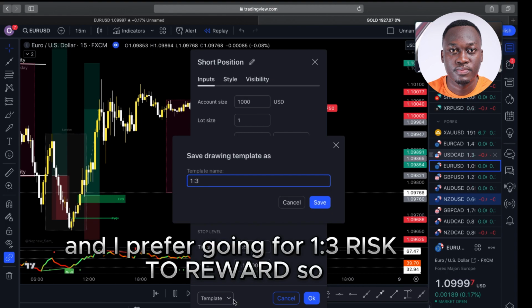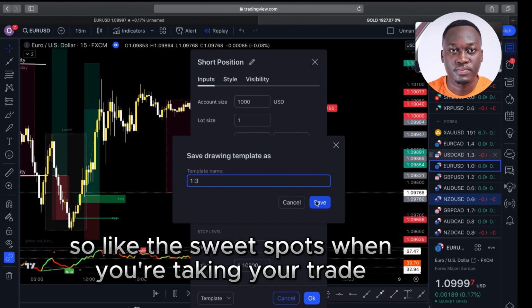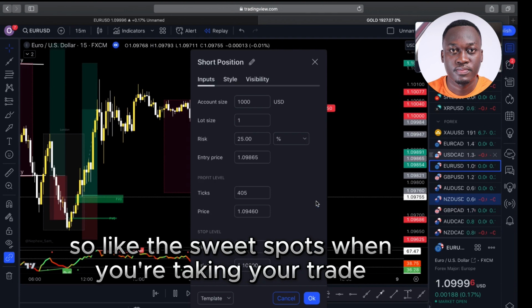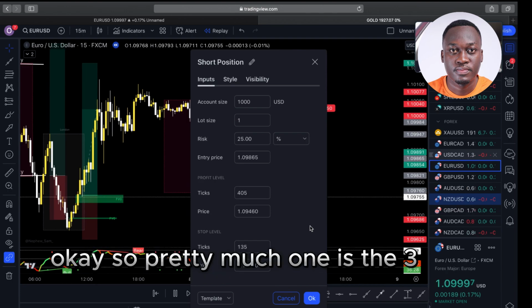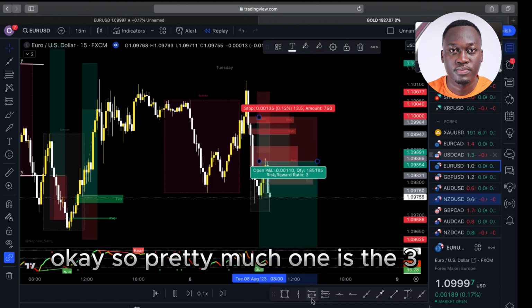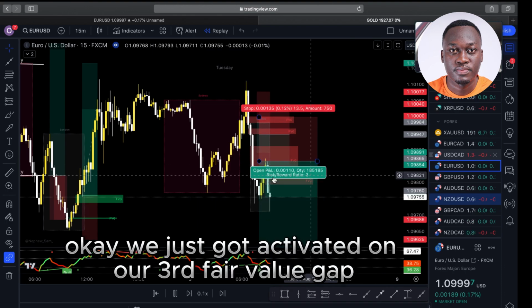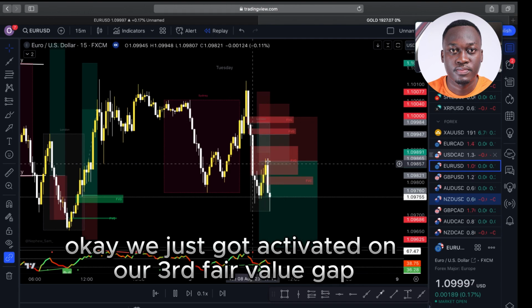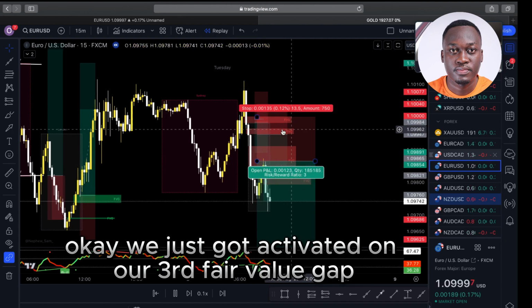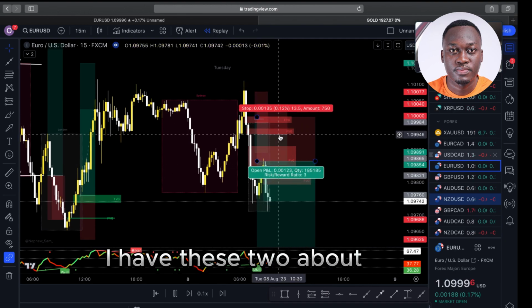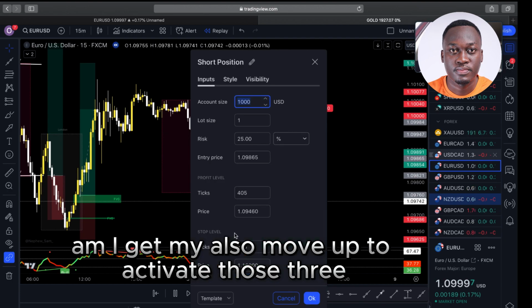And I prefer going for a 1:3 reward. It's also like the sweet spot when you're taking your trade. So pretty much 1:3. We just got activated on our third fair value gap. But I have these two above. The market might also move up to activate those trades.